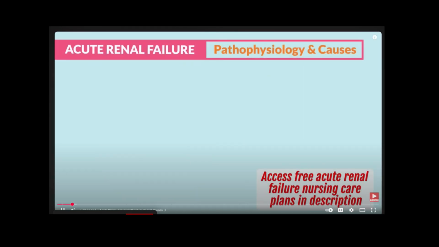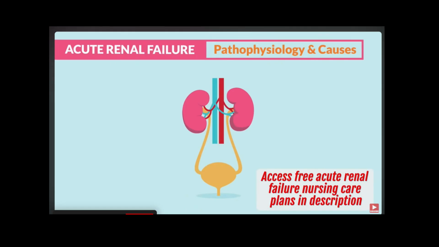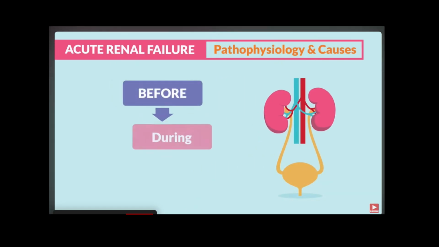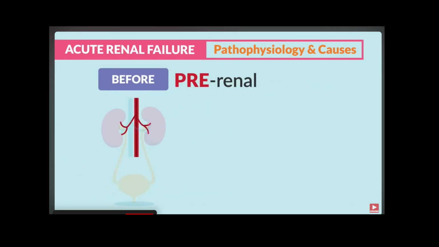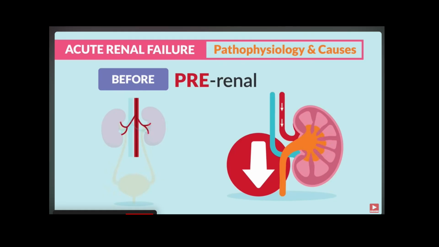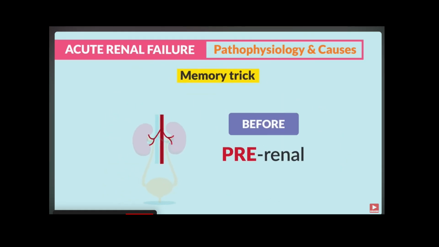For pathophysiology and causes, let's cover the acute kidney failure first. In acute kidney failure, it can result from 3 types. We have pre-renal, that decrease blood flow to the kidney. So the memory trick we use is think of decreasing perfusion with pre-renal.